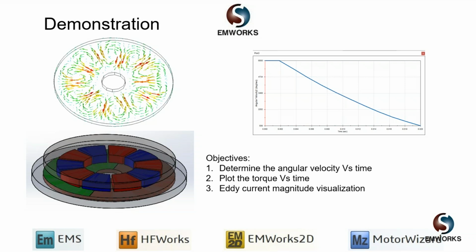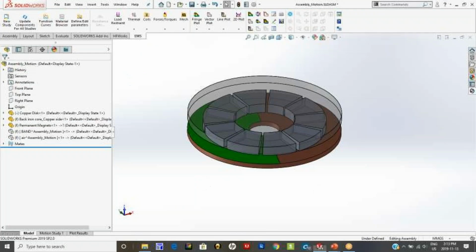There are some objectives with respect to this particular simulation. The first objective is for us to determine the angular velocity of the spinning disk as a function of time. We would also like to plot how the torque, or in this case the braking torque, behaves as a function of time. And finally, we want to visualize the magnetic flux density, the eddy currents, etc. in the plates.